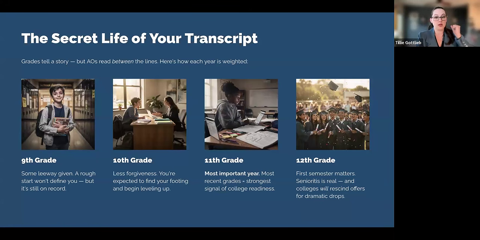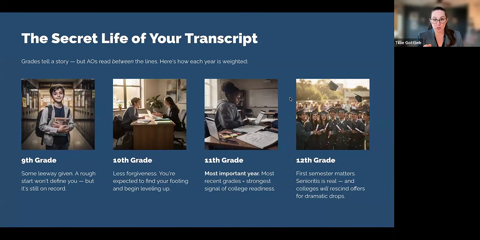And then 11th grade, that's the most important year, everybody. It's the most recent grades that colleges are going to see initially. It's the strongest way to signal your readiness for college, for the rigors, to say, yes, I'm taking this step up. And you're typically given the opportunity to submit mid-year reports.